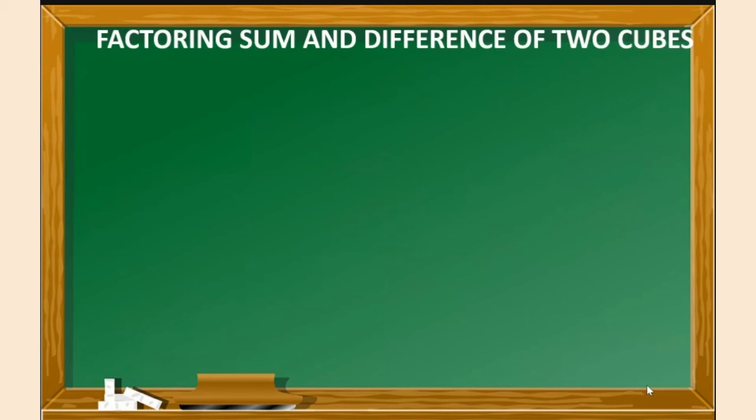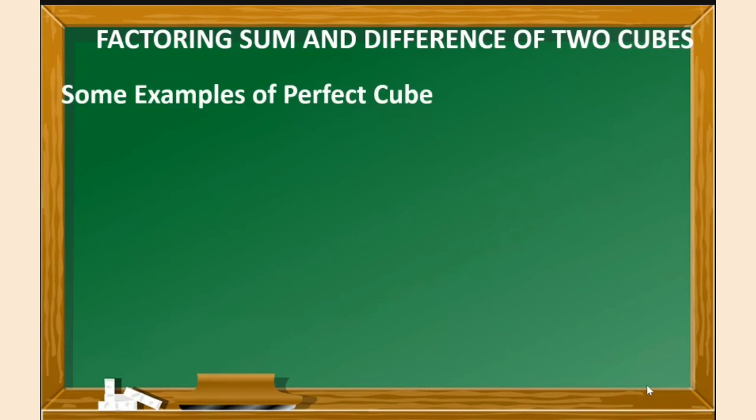Now, kung meron tayong tinatawag na difference of two squares, meron din po tayo may encounter na factoring sum and difference of two cubes. So kung kanina square, ngayon cubes naman. So, these are the possible numbers that has a perfect cube. So, what are those numbers? First is 8. Perfect cube of 2. Because 2 times 2 times 2, 2 times 2 is 4 times 2 is 8.